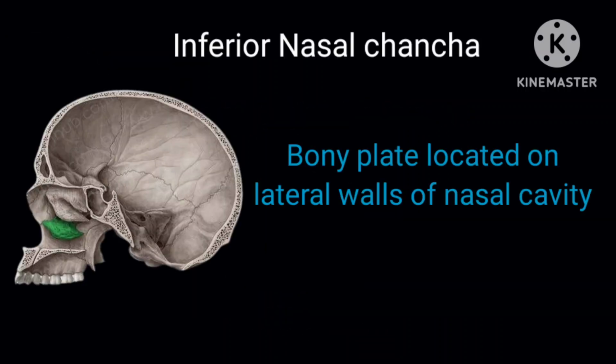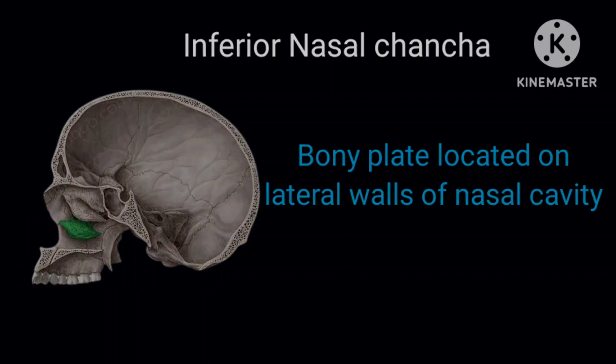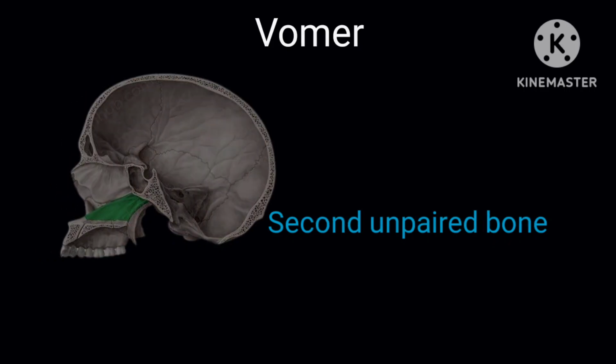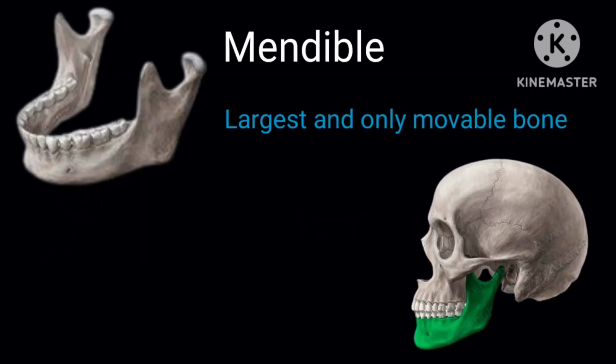Inferior nasal conchae is a bony plate located on the lateral walls of the nasal cavity. The vomer is a second unpaired bone of the viscerocranium. The mandible is the largest and the only movable bone of the face.